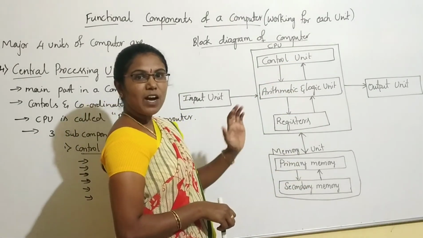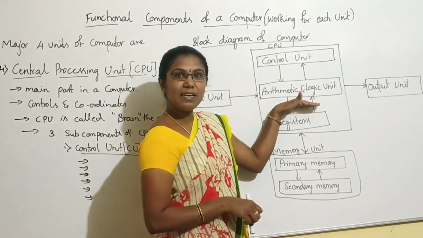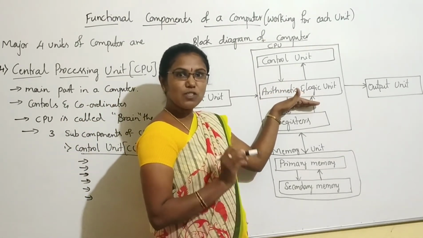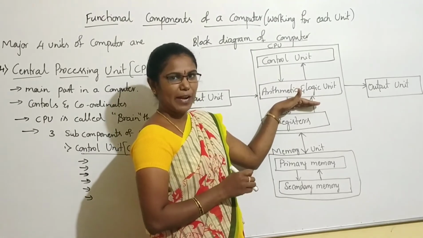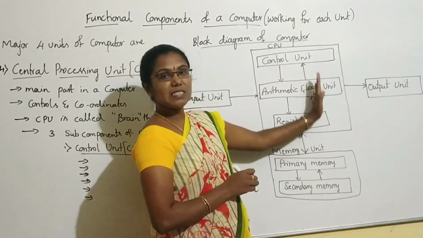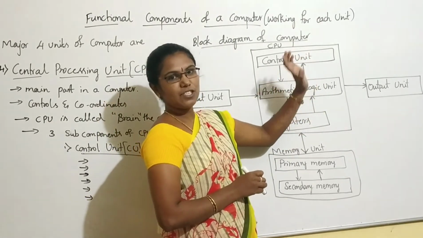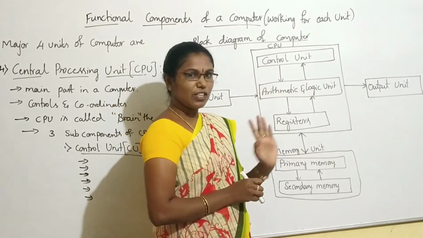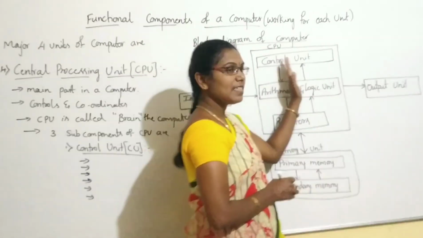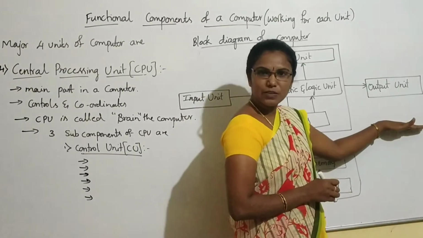Then, after processing the data in the ALU, the resultant value is generated. The control unit receives the final resultant value from the ALU. Understood? The last function of the control unit is that it will send the result to the output unit. Understood?